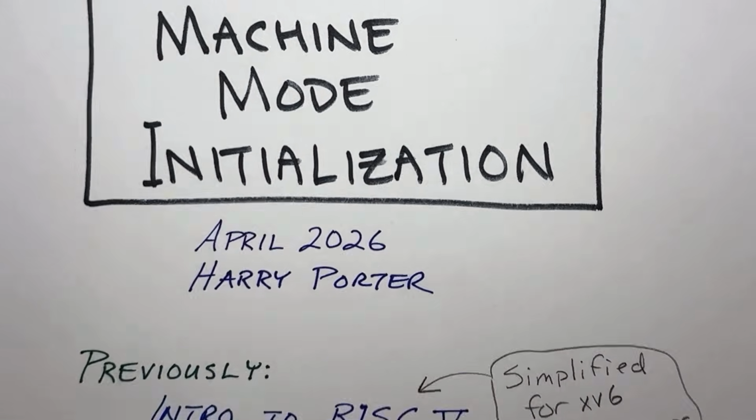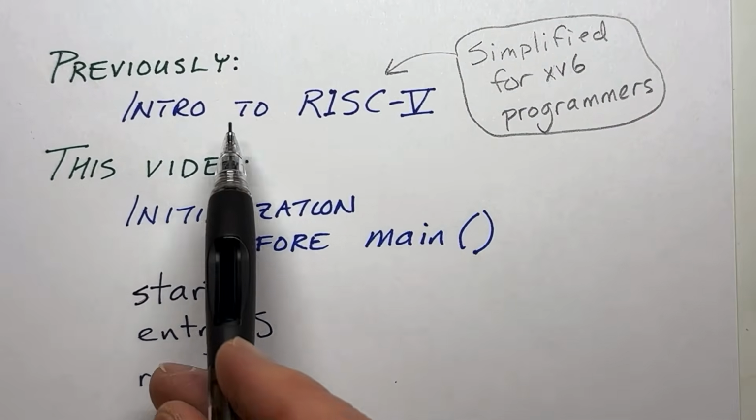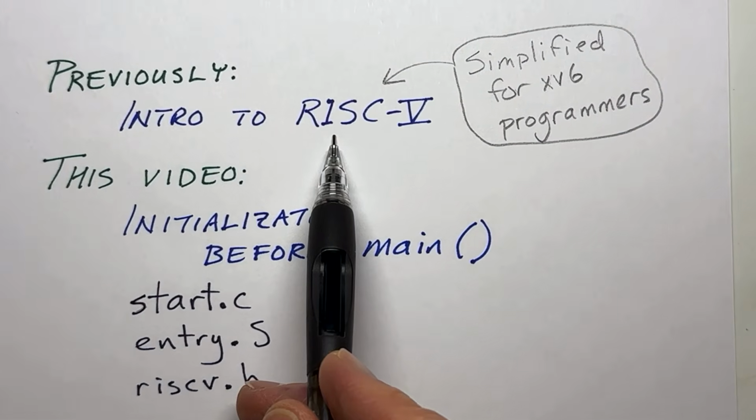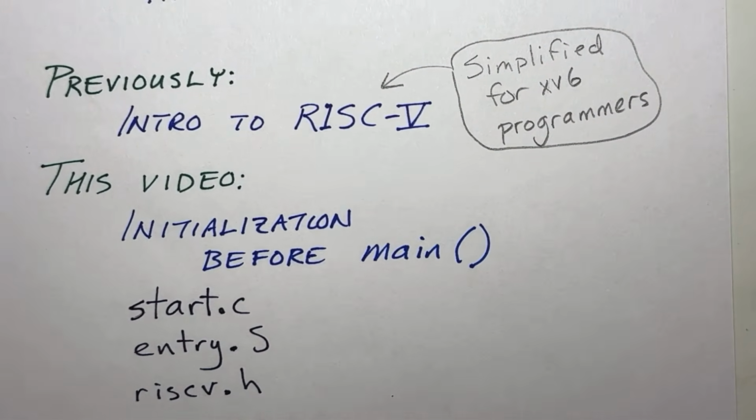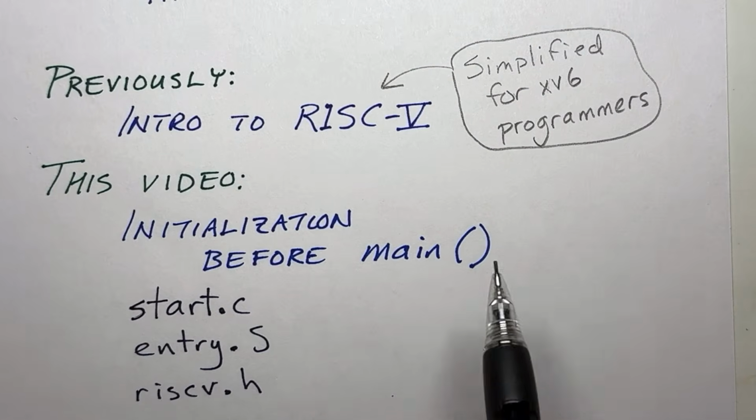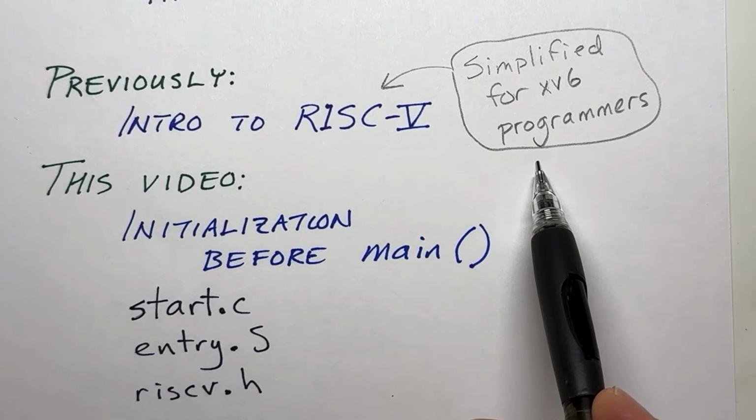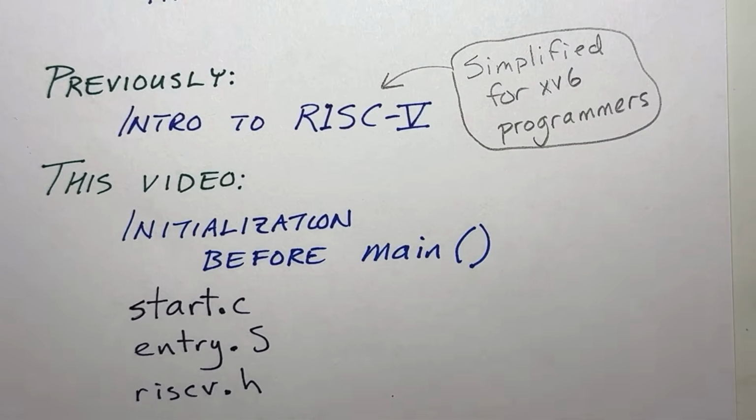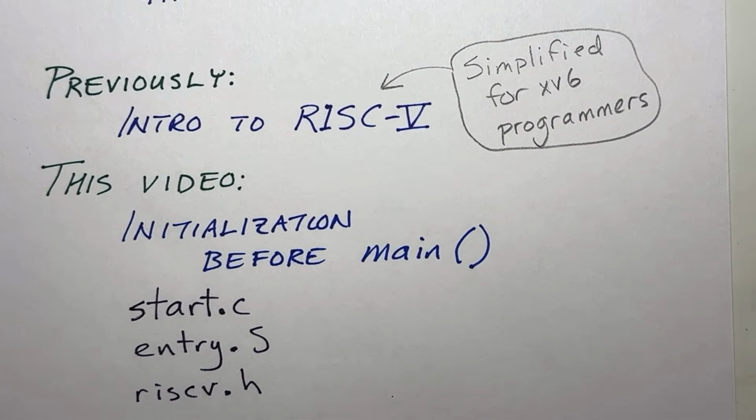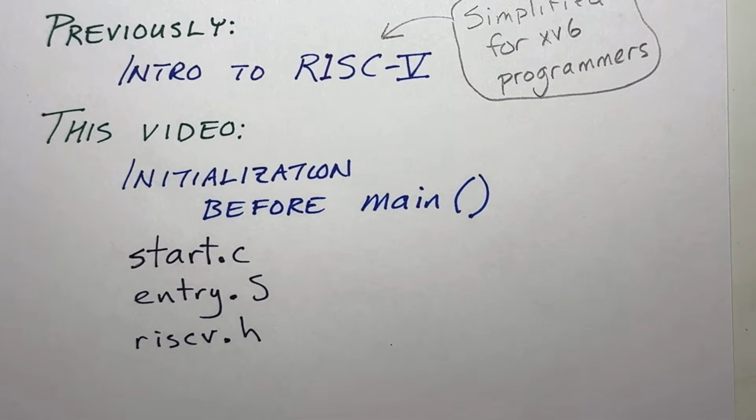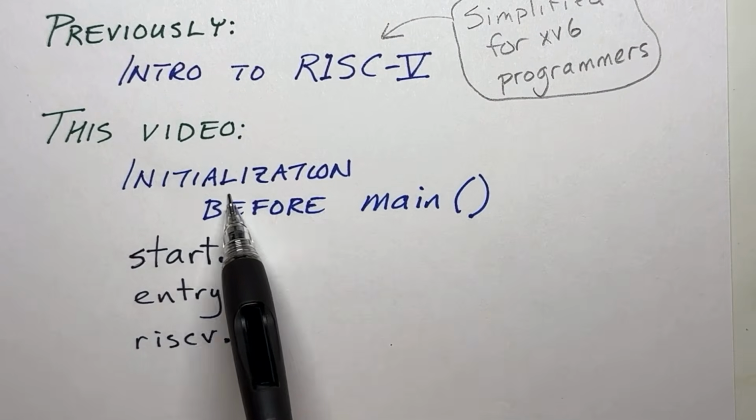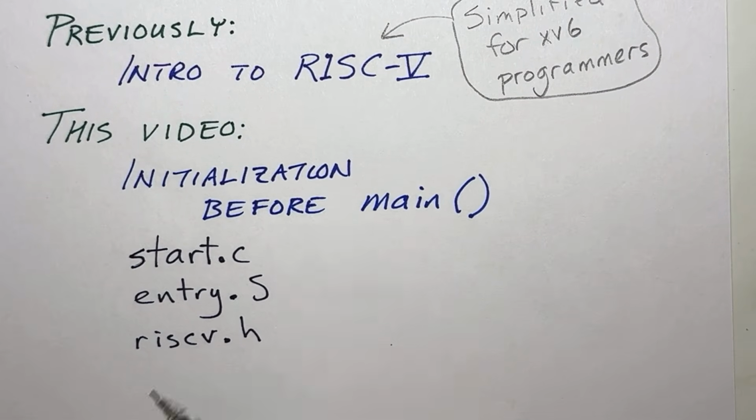In the previous three videos, I gave a brief introduction to the RISC-V architecture, more or less independent of xv6. I covered all you need to know in order to understand the xv6 kernel without going into great detail on the aspects that you can safely ignore. In this video, I'll cover the initialization that happens when the kernel begins execution.